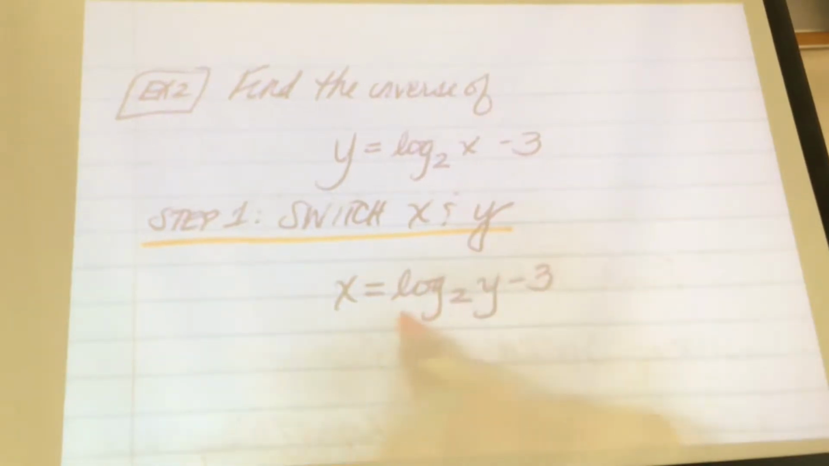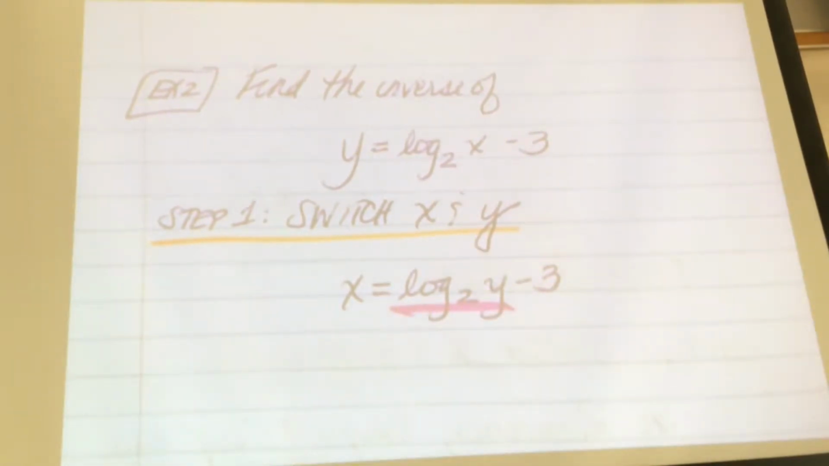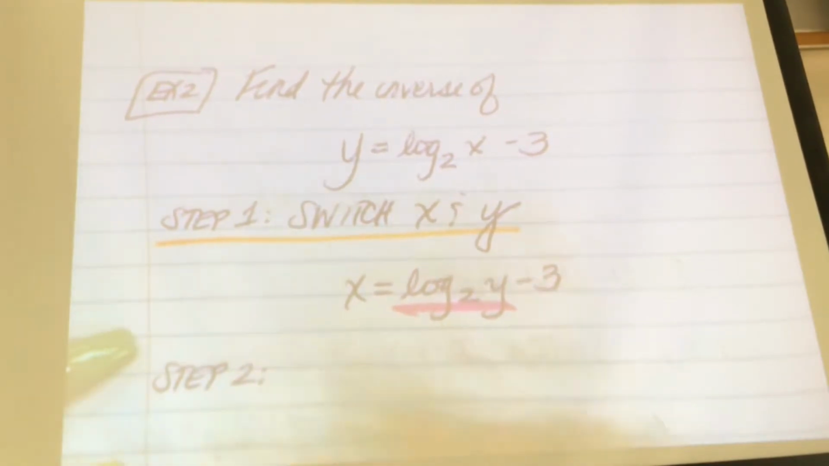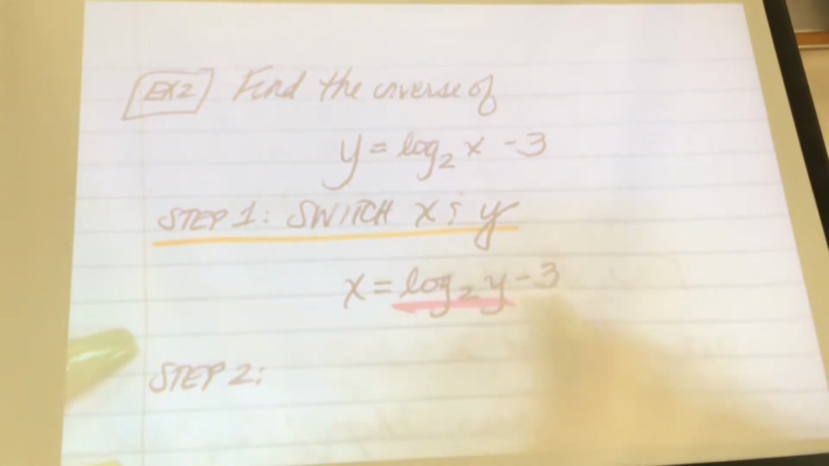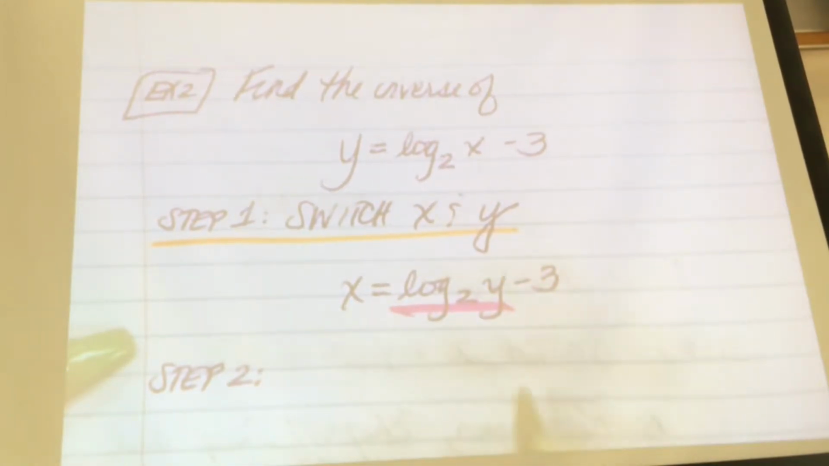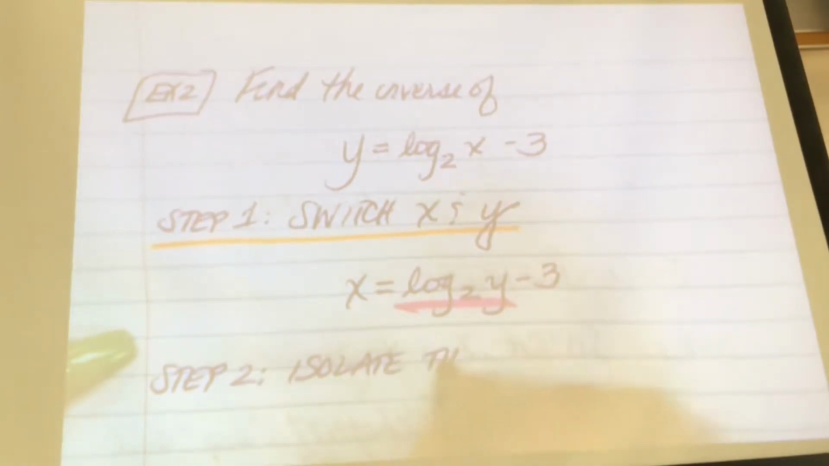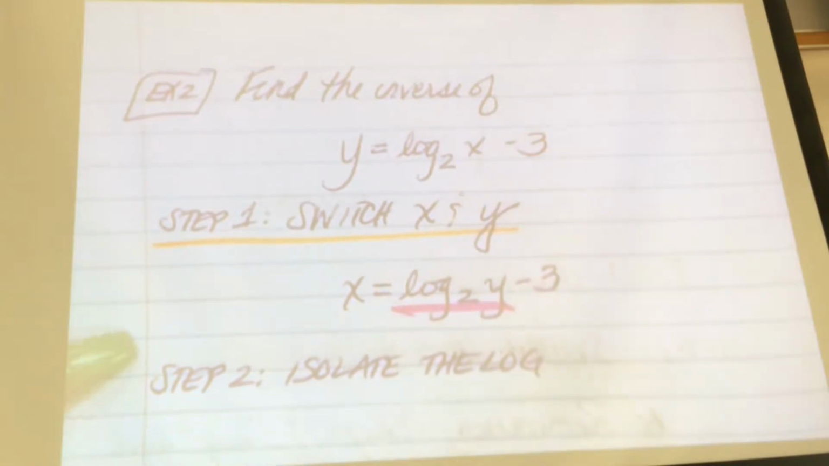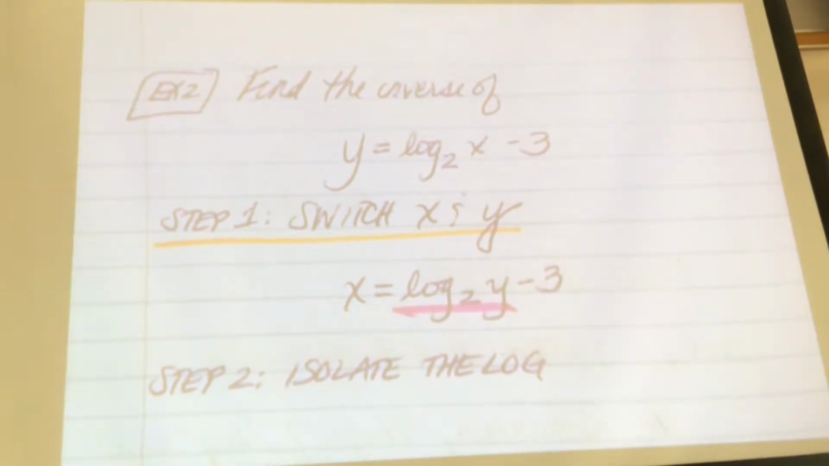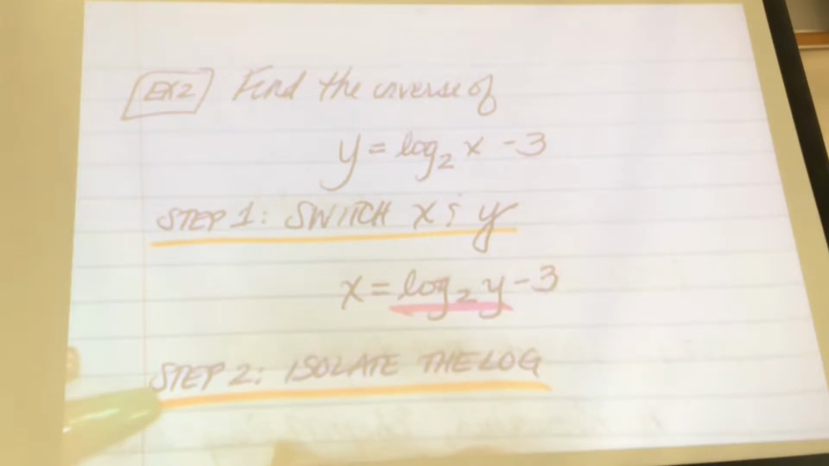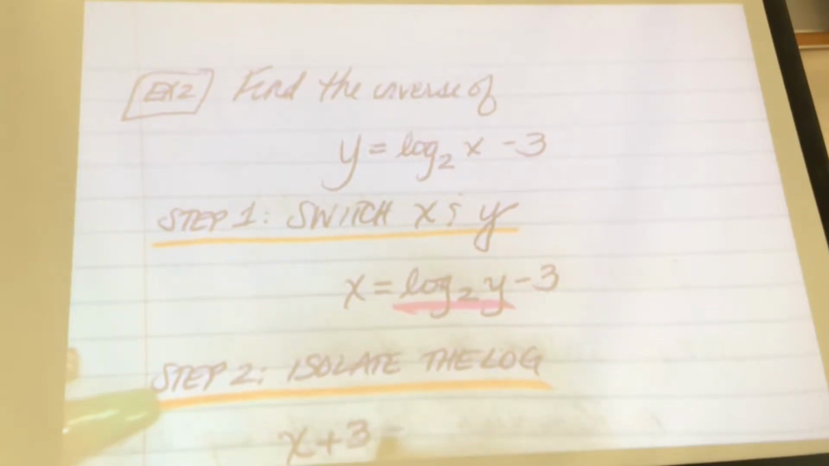We want to make sure that we isolate the log. So our step 2 is going to be to isolate the log. Because you can't do the piggyback if there's this 3 hanging out here. You got to move them over first. So we're isolating the log. That means I'm going to put this minus 3 on the other side. So that's x plus 3 equals log base 2 of y.